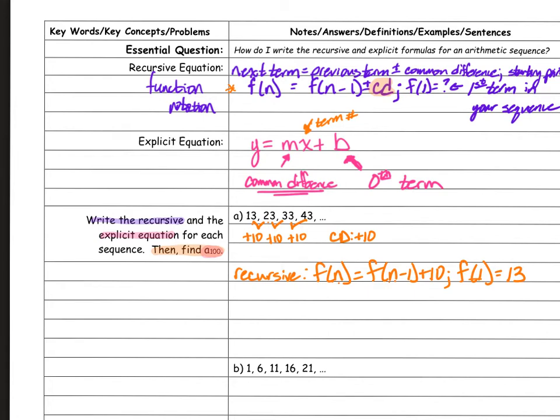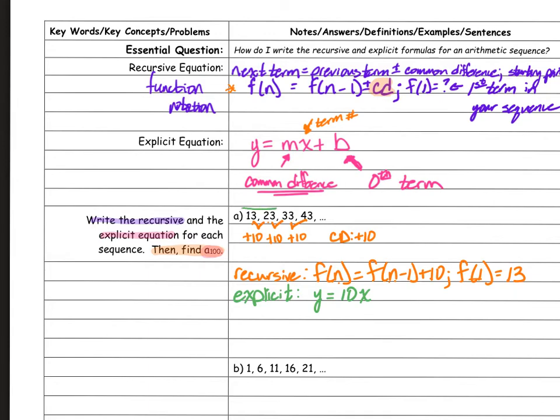The second part says find the explicit equation. So I know it's going to be y equals mx plus b, and m is my common difference. Well, what's my common difference? 10. So 10x plus or minus. I'm not going to put a plus or minus because I don't know what it's going to be yet. I want to find my 0th term.